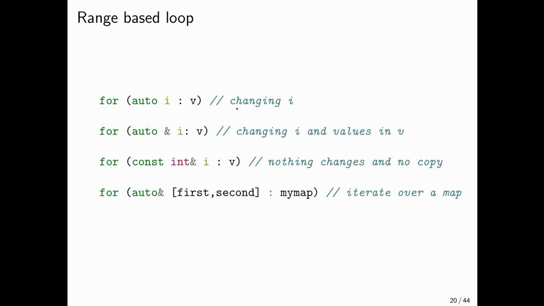In the first example, there's this auto i, which basically creates a copy of every element in the vector, and I can use that. If I want to access every element of the vector, I just use a reference. If I want to avoid making a copy, I just use a constant reference. And also, I don't need to use auto every time. I might as well use the regular types. And one thing I didn't mention, you could also use a structured binding, for example, for maps. So it will unpack the map, and in the first and second values here, we will have the key and the value of the map.